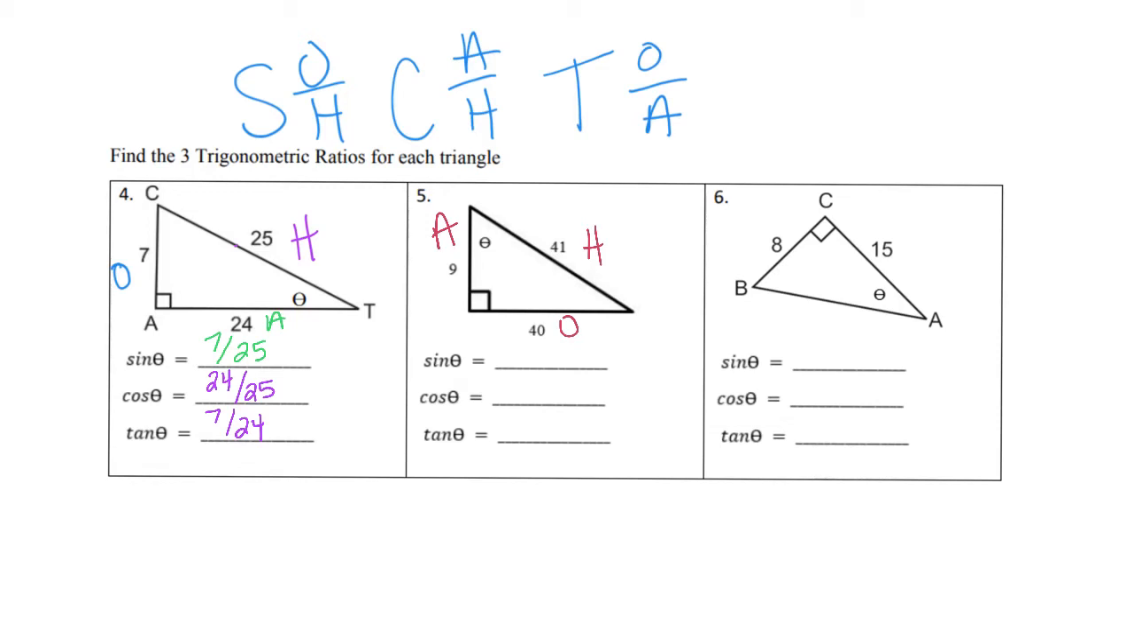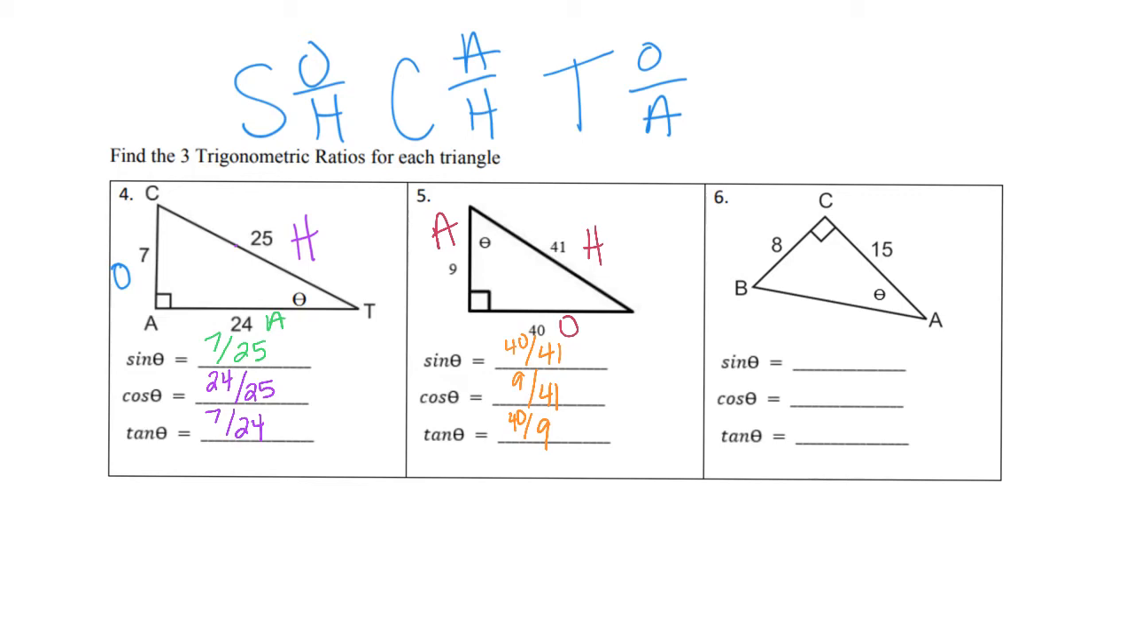So sine is opposite over hypotenuse, so 40 over 41. Cosine is adjacent over hypotenuse, so 9 over 41. And tangent is opposite over adjacent, so 40 over 9. I tried to write the 4 and the 0 all in one thing. It didn't work out.